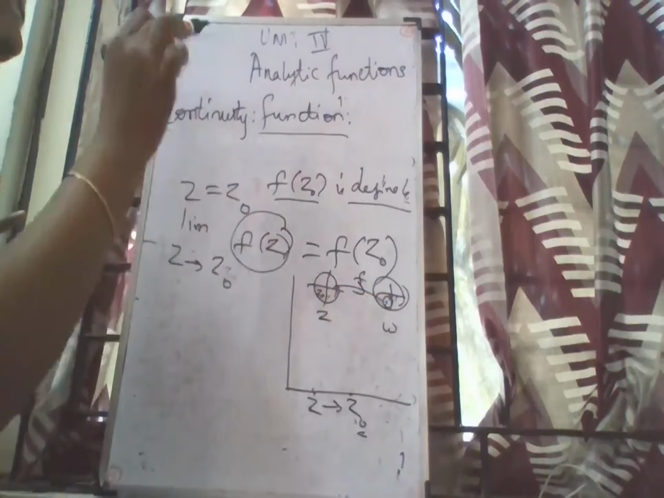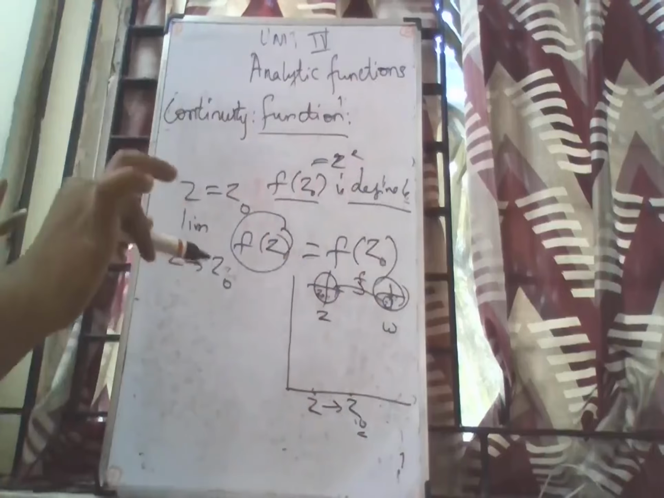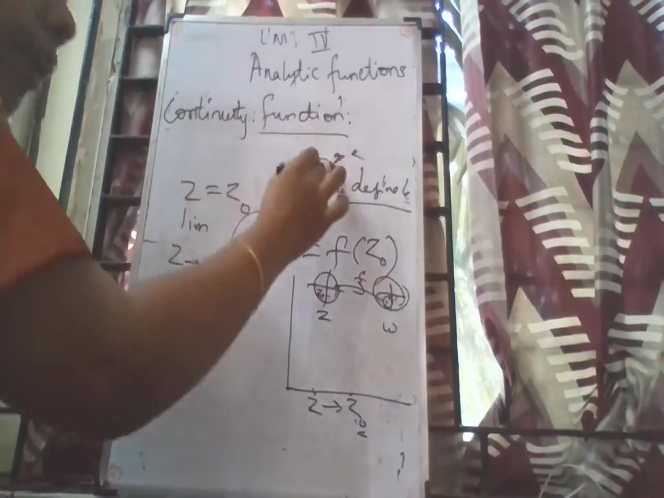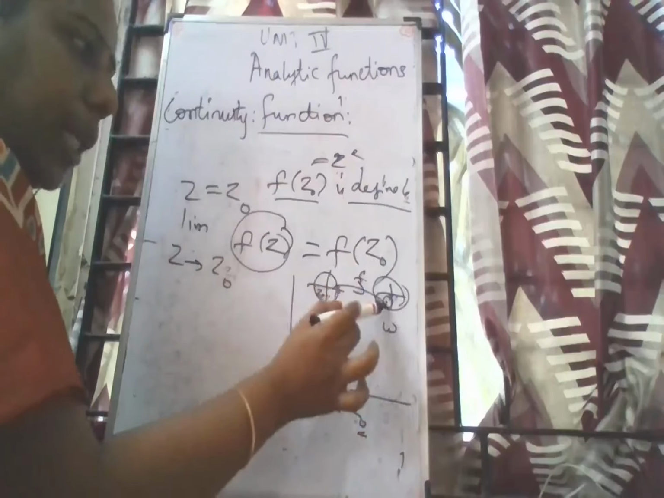As I said, f of z naught should be defined in the sense like z square or z cube. It should be defined like this, z square, z cube. Whenever you define it like this, does the corresponding f of z exist over here? Yes, definitely it will exist.